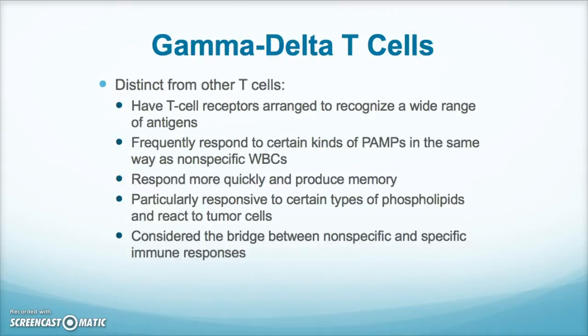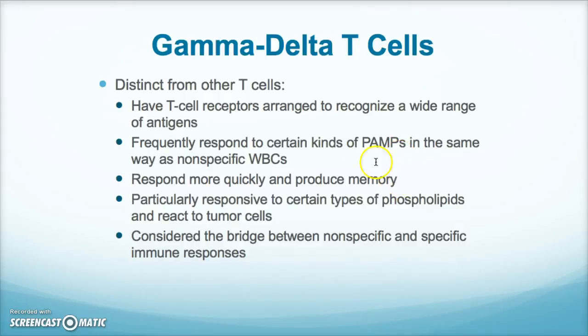There are a few cells that are a little bit different. They straddle the line between the non-specific immune response and the specific immune response. We have some cells called gamma delta T cells, and these are different in the sense that they do not necessarily have to have an antigen presenting cell to be activated. They have receptors that allow them to work a little bit like those white blood cells did on recognizing PAMPs, which means that they're not specific like we see with normal T cells.